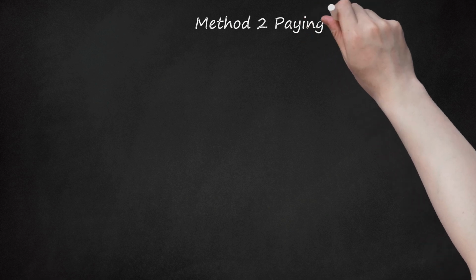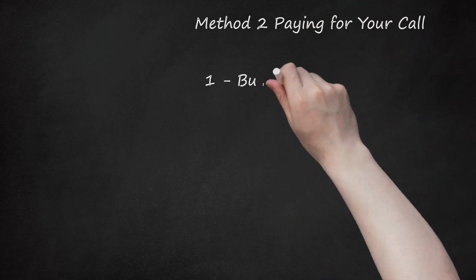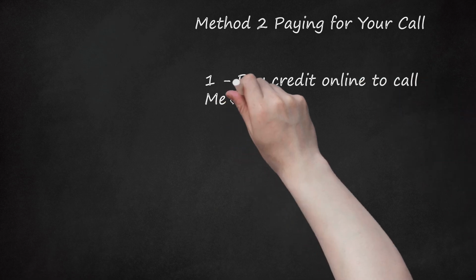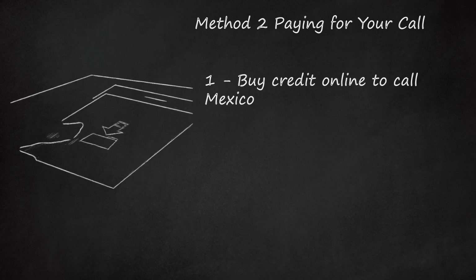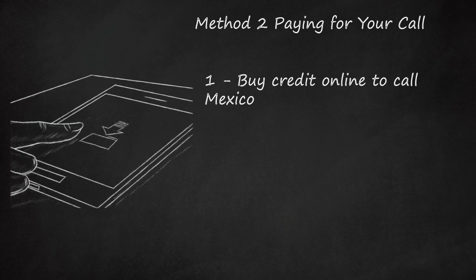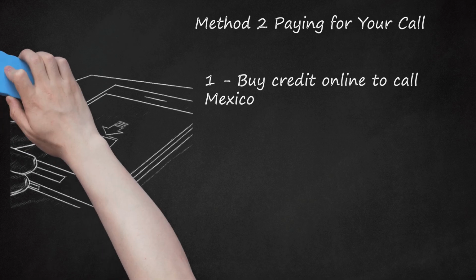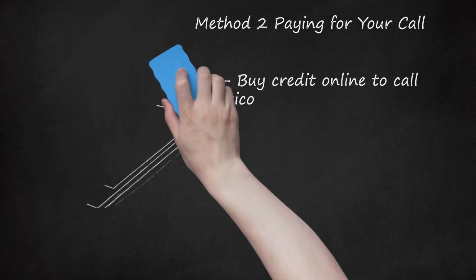Method 2. Paying for your call. 1. Buy credit online to call Mexico. There are companies that provide transparent policies, inexpensive rates, and easy-to-use services that allow you to call Mexico from your cell phone or landline. Simply type in "buy credit to call Mexico." Click on the option that makes the most sense for your needs. Once you do, sign up, download an app on your computer or smartphone, and buy credit for as little as $5. These services often have much more transparent policies and fees and cost less than calling cards.